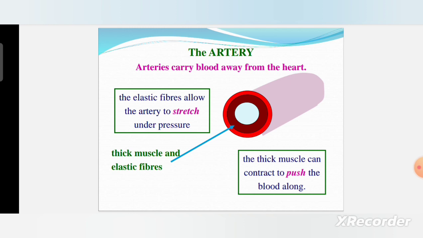So in this presentation, we talk about the artery and the various types of arteries present in the body. Arteries carry blood away from the heart, and arteries are made up of thick muscle and elastic fibers, in which the thick muscle can contract to push the blood along, and the elastic fibers allow the artery to stretch under pressure.